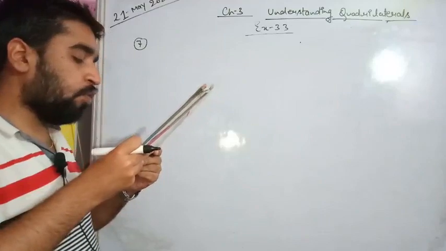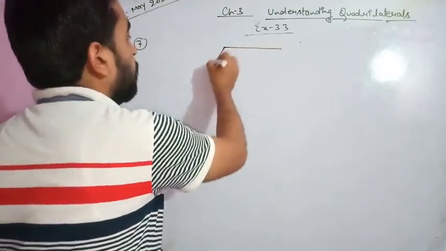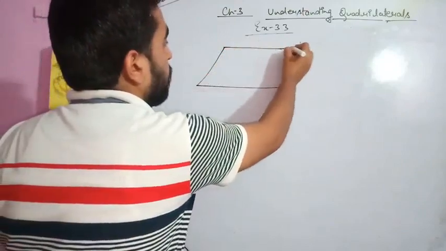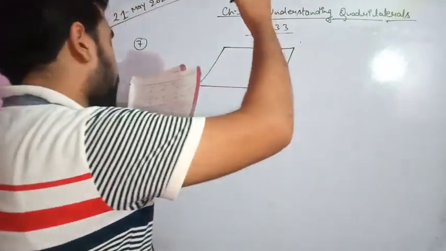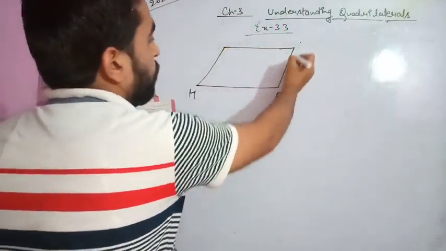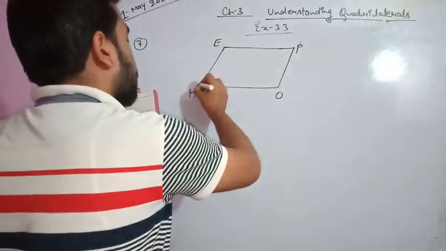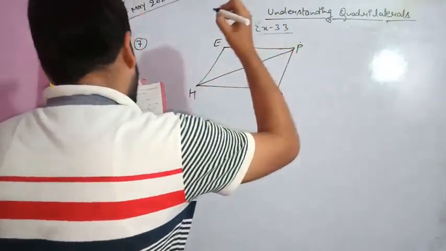The adjacent figure, HOPE, is a parallelogram. Let me draw the figure. Adjacent figure, HOPE is a parallelogram. Okay. And one diagonal is given. So I have drawn this.